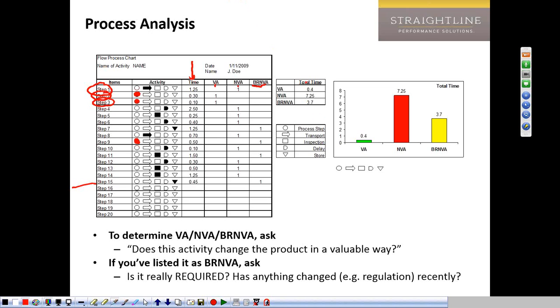So let's talk a little bit about what those are. I'm going to give you the classical definition of value added, and then I'll give you a practical one. The classical definition is, and this is what I was taught, and it's kind of BS. The classical definition of value added is anything the customer would pay for.